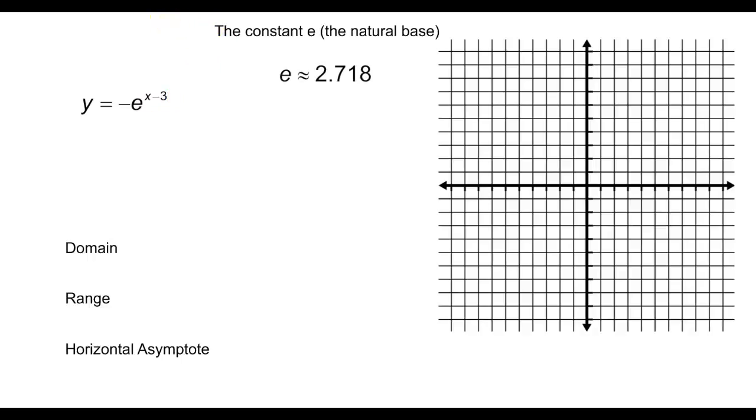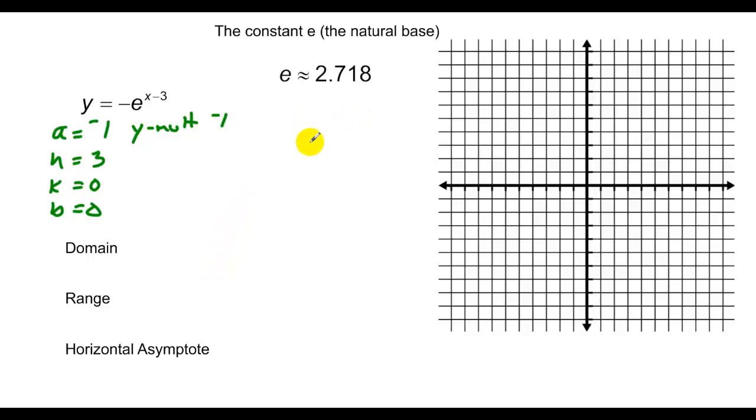First, we'll identify our values. A in this case is -1. H in this case is 3. The k value is 0. And there's no b value. So because we have an a value of -1, that's a y multiplier of -1.